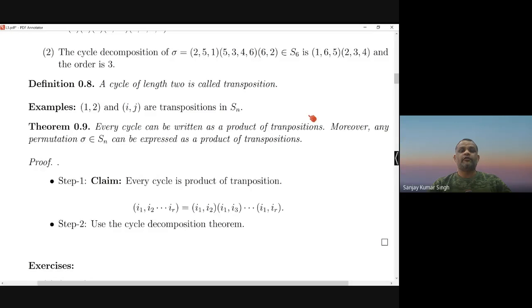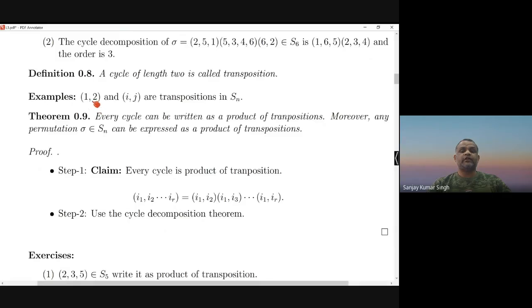So now another definition: a very special type of cycle of length 2, we call a transposition. For example, (1 2) is a cycle, which is a permutation that sends 1 to 2 and 2 to 1, and other elements are fixed. These types of permutations are called transpositions. Similarly, (i j) sends symbol i to j and symbol j to i, and other symbols are fixed.